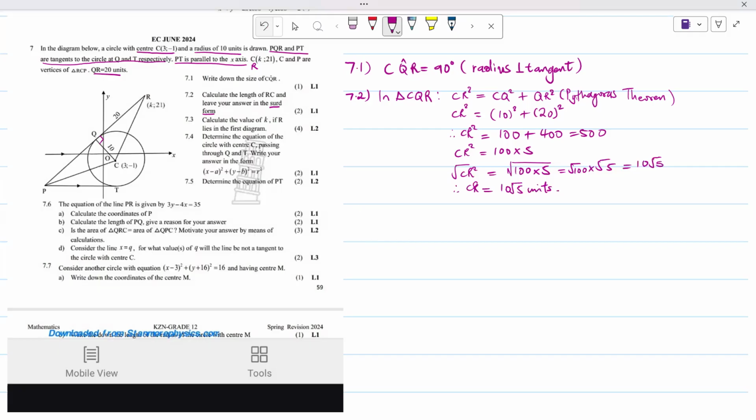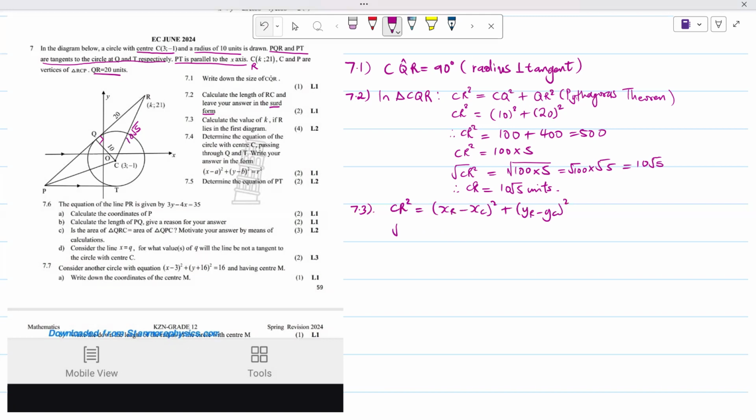Okay, then we go to 7.3. Now here we know that this distance is 10 square root of 5. So 7.3, they ask me to find the value of k if R lies in the first quadrant. Okay, so now I am going to apply the distance formula. I'm going to say the square of CR must be equal to the sum of the squares of the difference between the x coordinates of R and C, plus the square of the difference between the y coordinates of R and C. So this will be x at R minus x at C all squared plus y at R minus y at C squared. So here I have square root of 500, which is our CR.